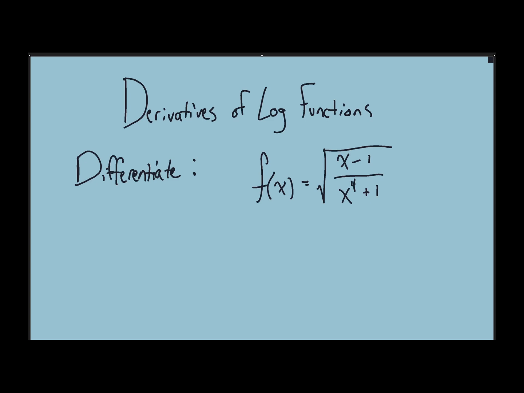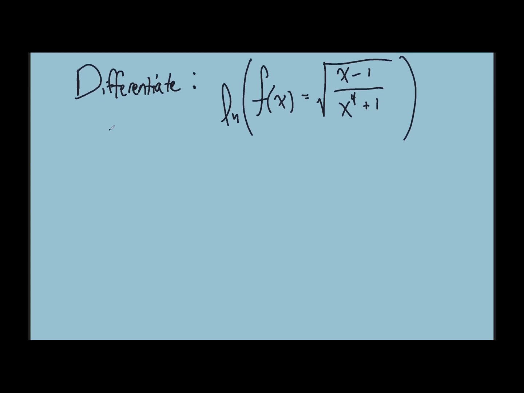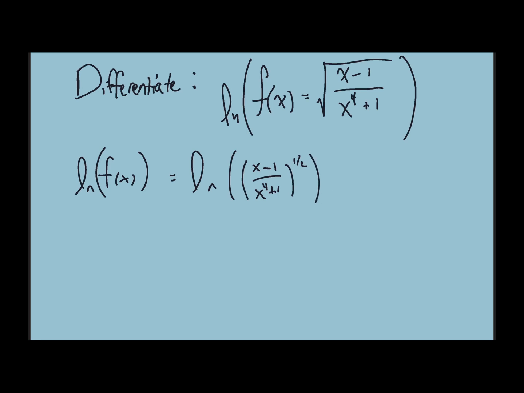Let's say that I take this group here and I want to put natural log on all this. So what I would end up with here is the natural log of f of x, which looks insane, equals the natural log of x minus 1 over x to the fourth plus 1, to the 1/2, right? Well, of course, with natural log, I can immediately bring the 1/2 to bear. Maybe you remember that, maybe you don't.